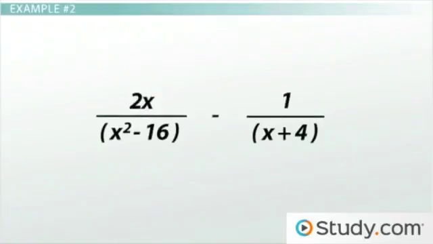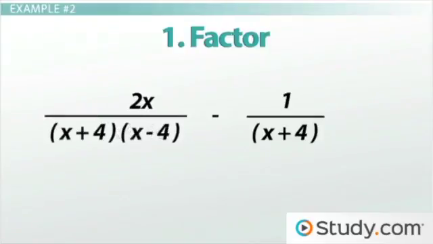Example number 2. 2x divided by x squared minus 16, minus 1 divided by x plus 4. X squared minus 16 factors into x minus 4 times x plus 4. So let's put that into the expression: 2x divided by x minus 4 times x plus 4, minus 1 over x plus 4.